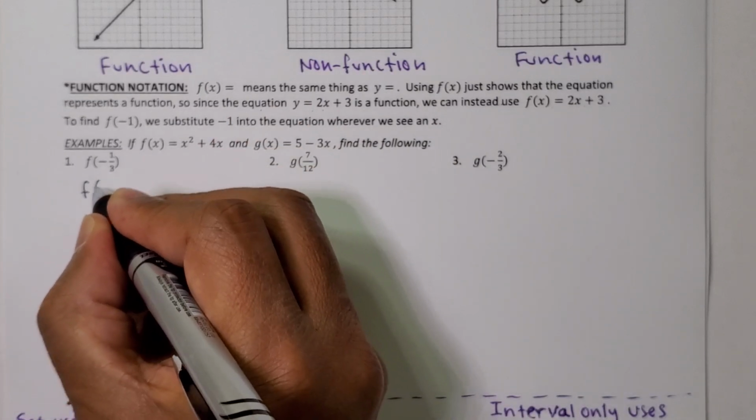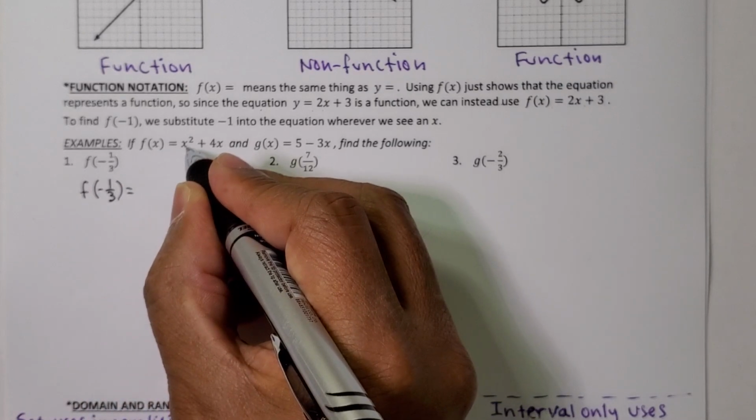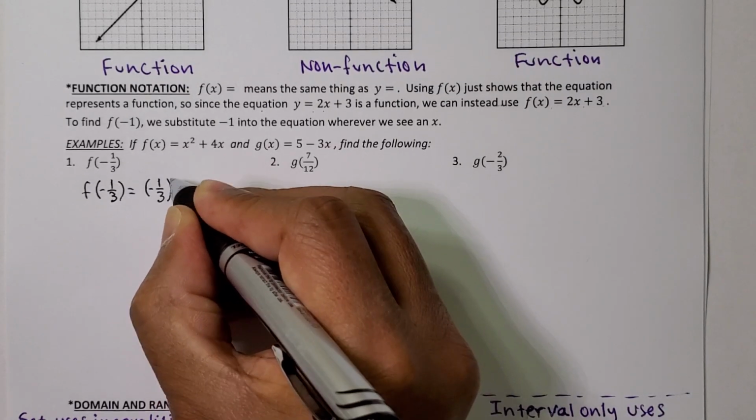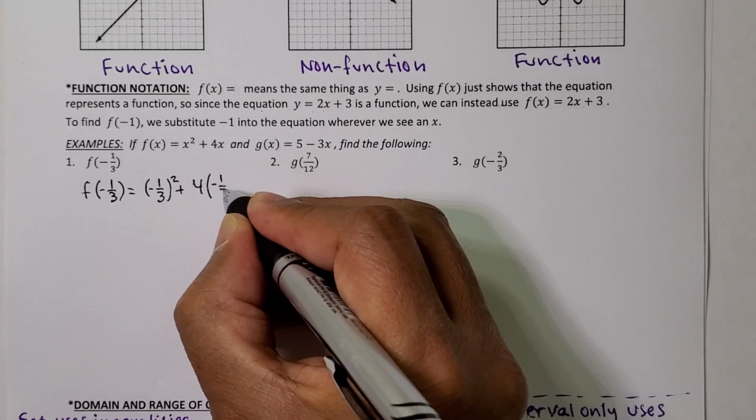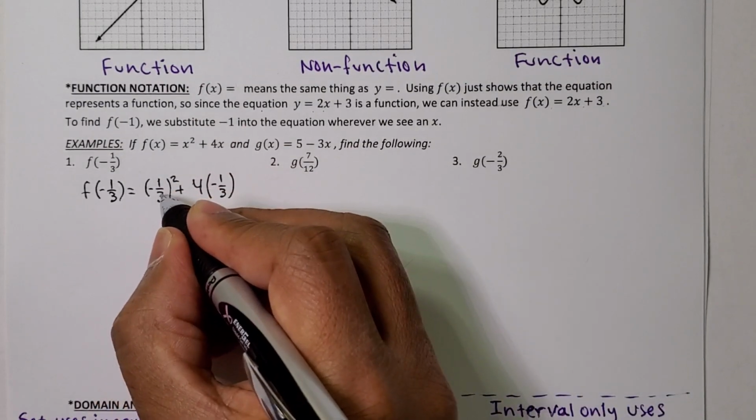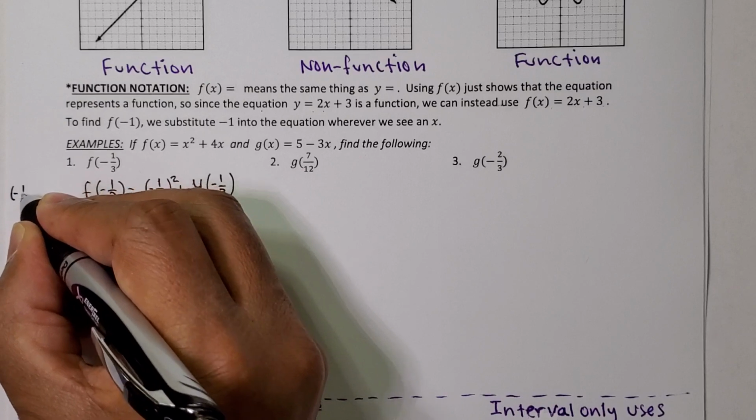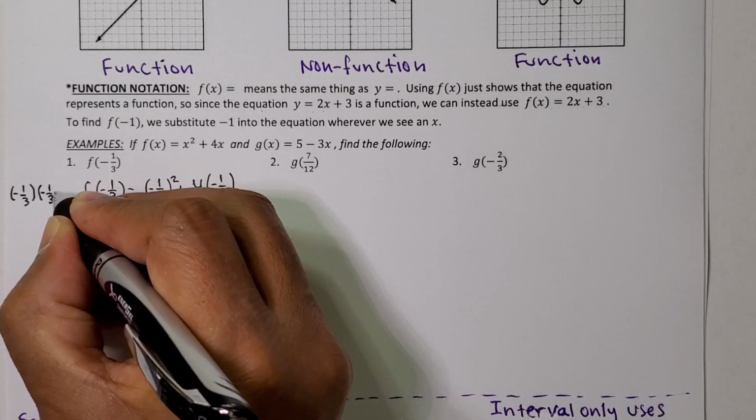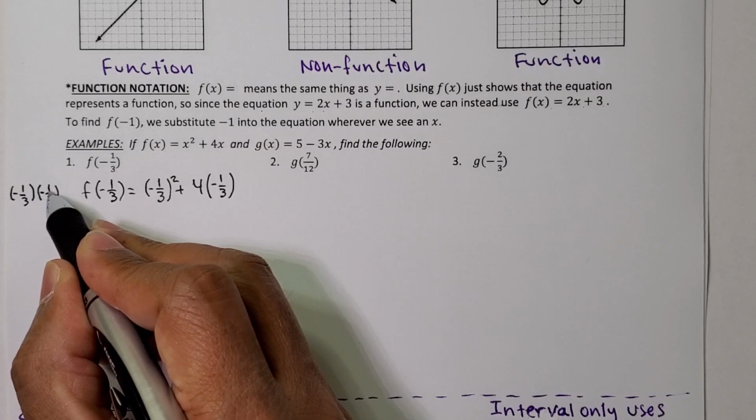So I'm just going to copy this f of negative 1/3 equals, so whatever I see in x, I'm going to substitute that x with a negative 1/3. So negative 1/3 squared plus 4 times negative 1/3. So this is all you have to do. Now I'm going to evaluate. Okay, so then don't forget that negative 1/3 squared means you're going to multiply negative 1/3 times negative 1/3. That's what happens when you have a square, and we know that negative times negative is going to be a positive, and 1 times 1 is 1, and 3 times 3 is 9.